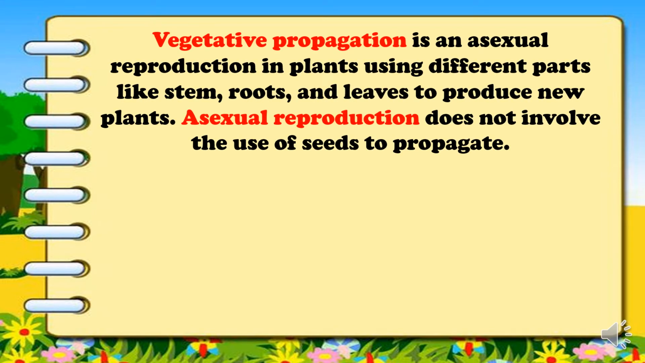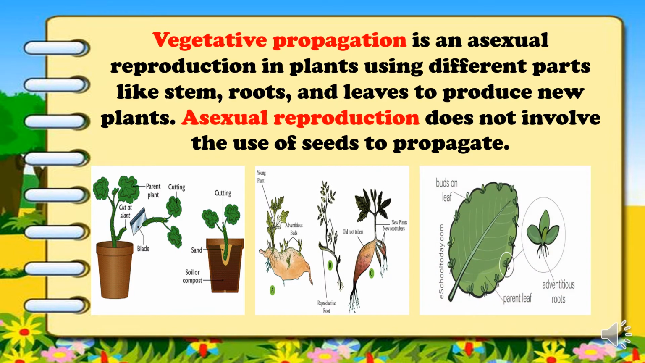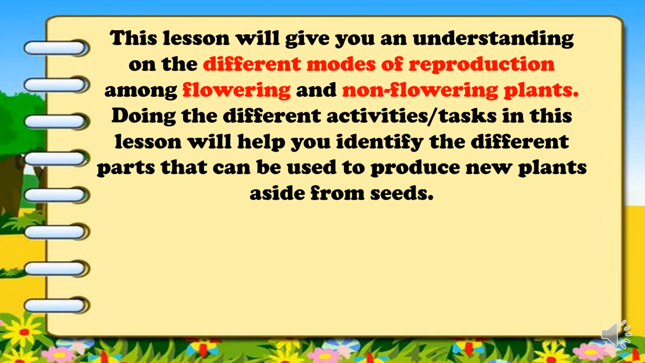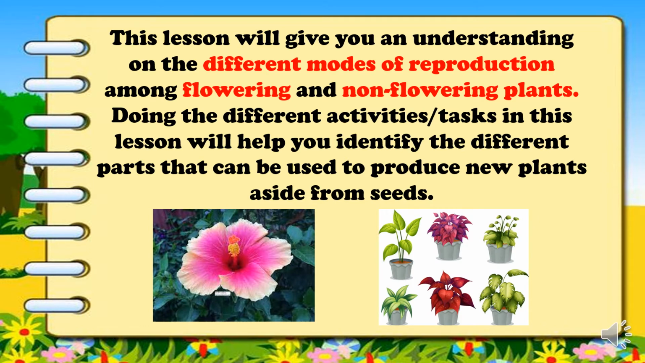Vegetative propagation is an asexual reproduction in plants using different parts like stem, roots, and leaves to produce new plants. Asexual reproduction does not involve the use of seeds to propagate. This lesson will give you an understanding of the different modes of reproduction among flowering and non-flowering plants. Doing the different activities or tasks in this lesson will help you identify the different parts that can be used to produce new plants aside from seeds.